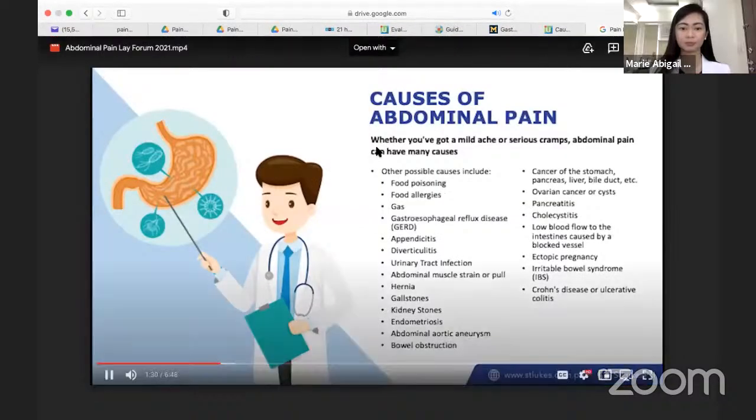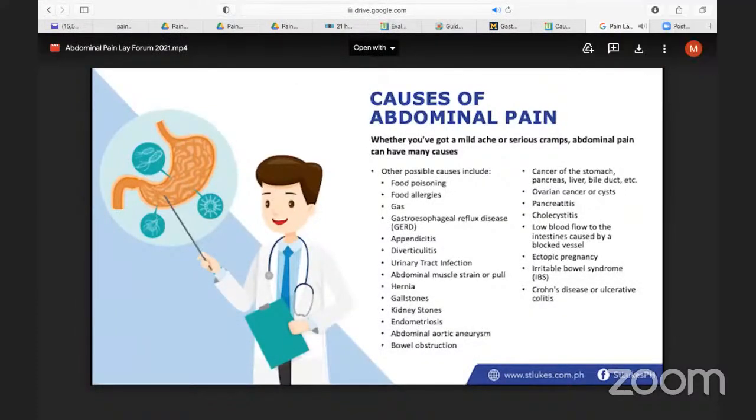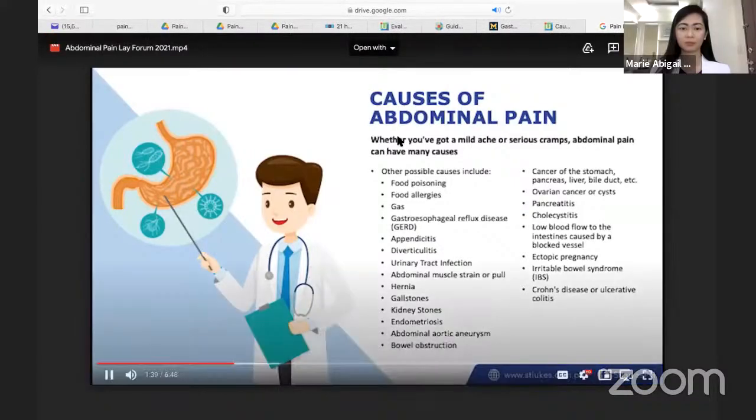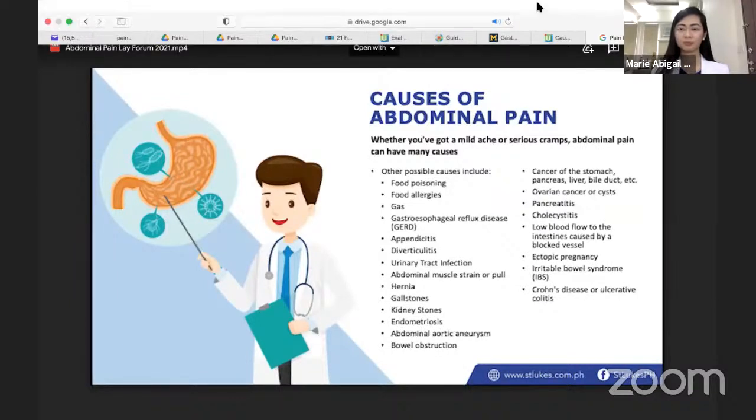Stomach virus, or if you're a woman, menstrual cramps. Here are other possible causes of abdominal pain. It is a mix of major and minor causes, hence the importance of early consult. In the general population, one of the most common causes of abdominal pain is indigestion or gastroenteritis. On the other hand, the most common surgical indication is acute appendicitis.